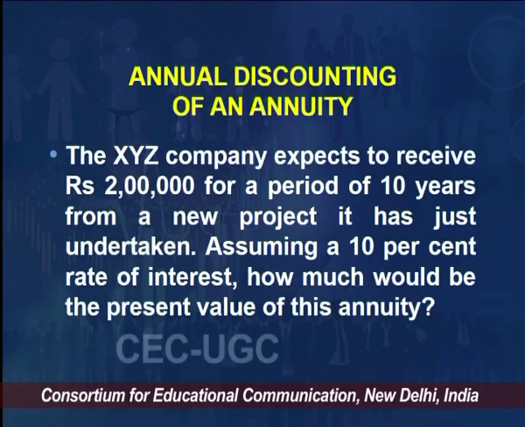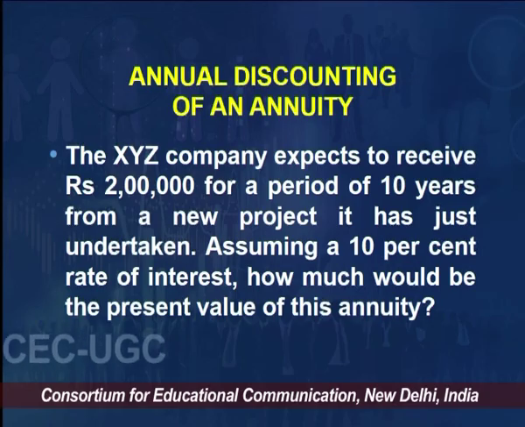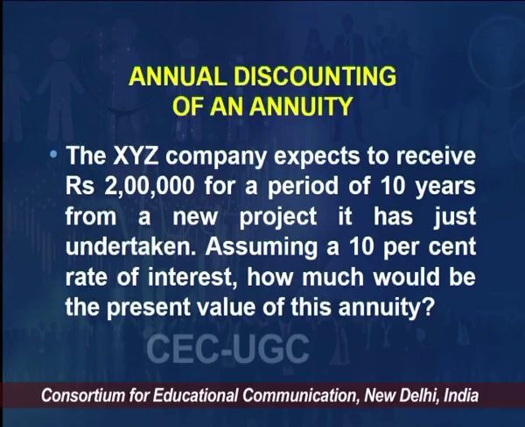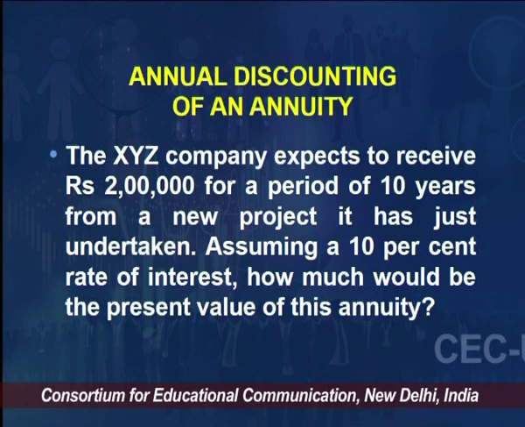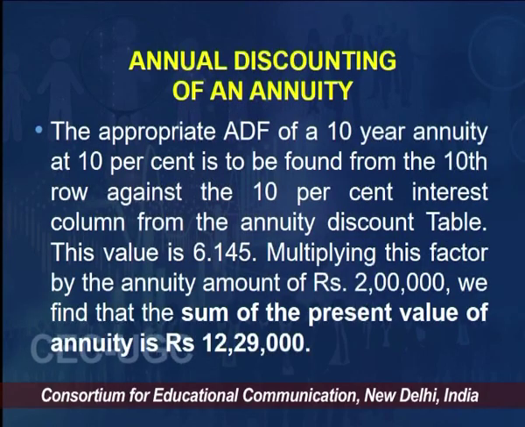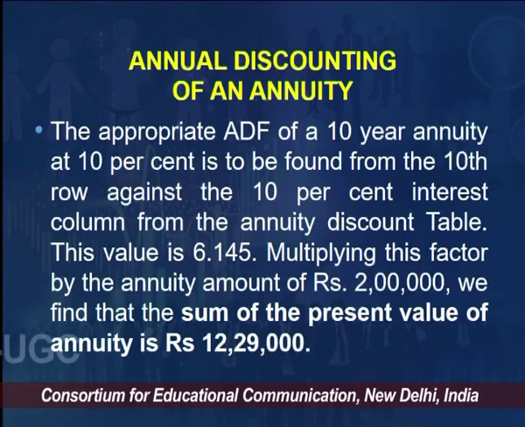So the company needs to know that if I undertake this project at 10% rate of interest, the current expected rate of interest is 10%, how much would be the present value of the future annuity, the future value I get every year for 10 years, right. So this is another business situation. The appropriate annuity discount factor for a 10-year annuity at 10% is to be found from the 10th row against the 10% interest column from the annuity table.